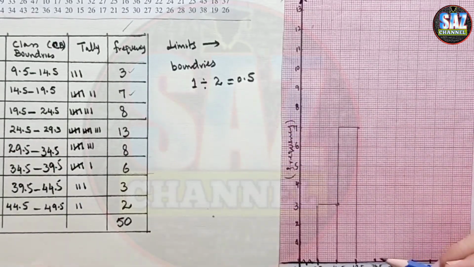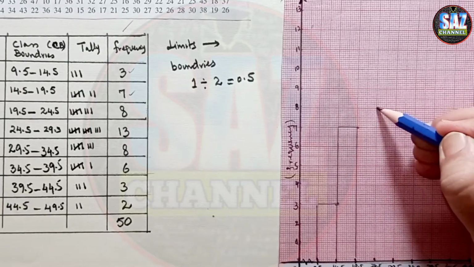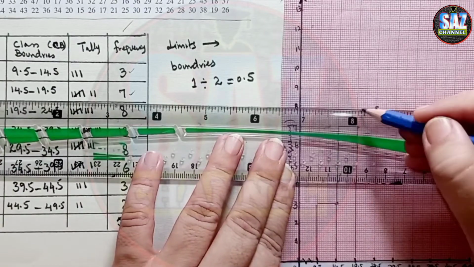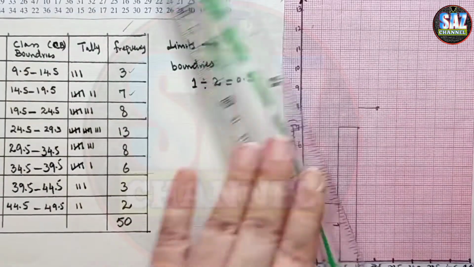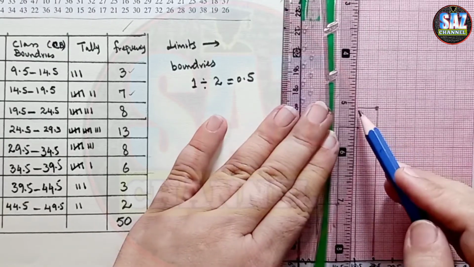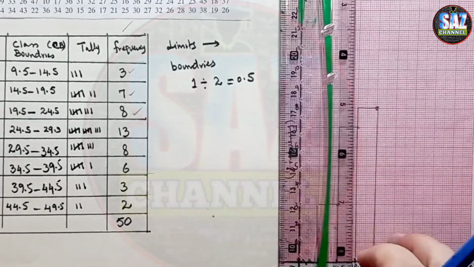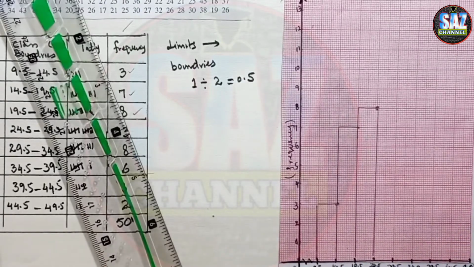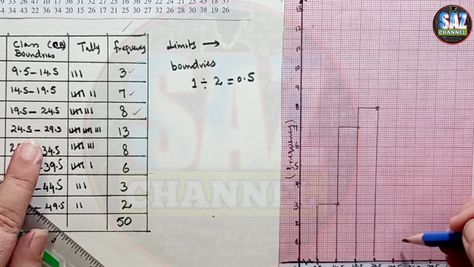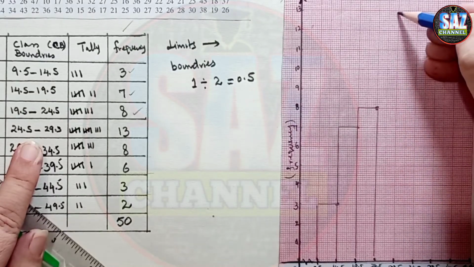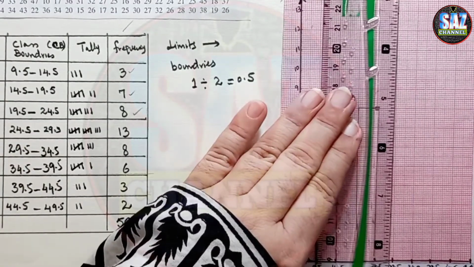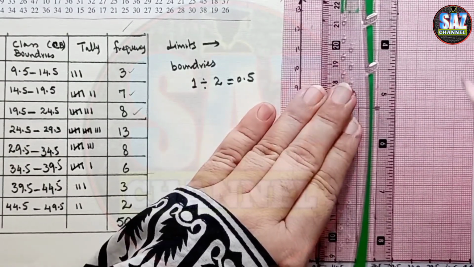Then the next is 8. So let me complete my rectangle here. This is for 8, and 8 is done. Then the next, 24.5 to 29.5, the frequency is 13. So reach in front of 13, and then complete your rectangle.